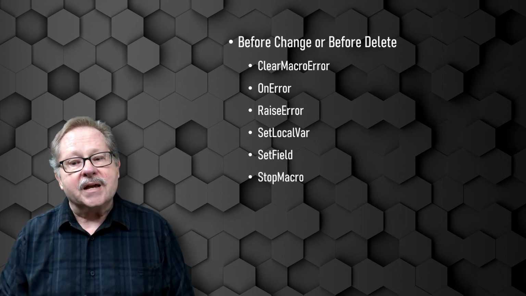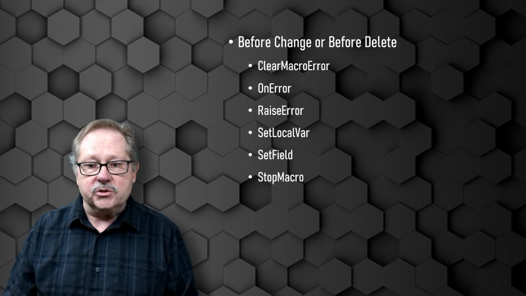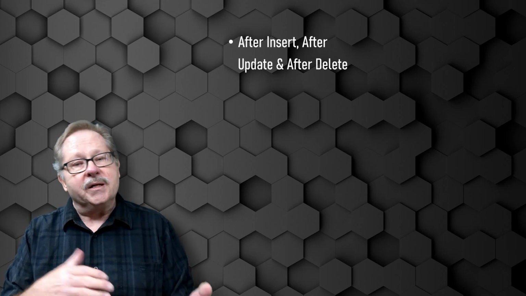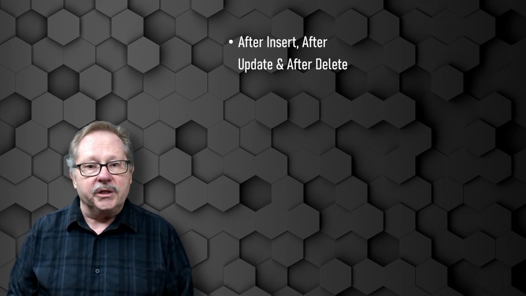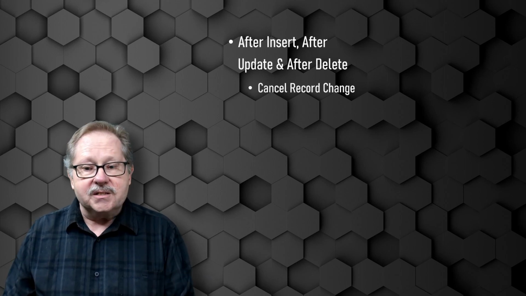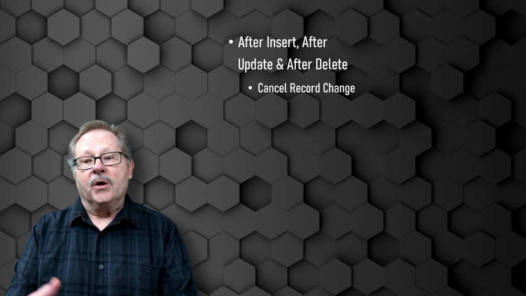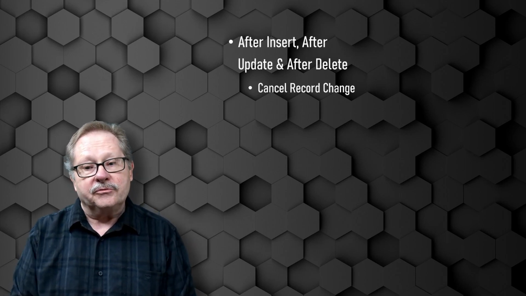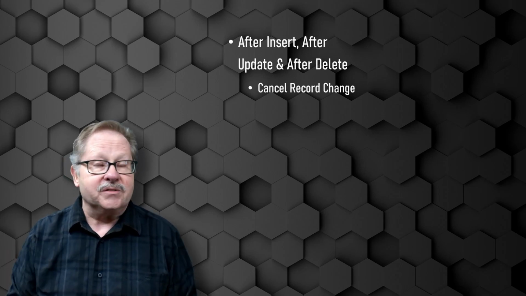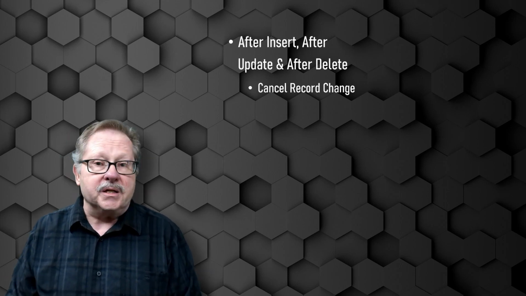Now, the after ones have a little bit more flexibility. You can stop a macro. The after actions will also allow you to stop a macro. So after insert, update, and after delete, those are the 3 that we can do after a change is happening. All of those can trap these different changes that you can make. You can cancel a record change. So right after all of these actions are performed, you can then say, well, that didn't meet certain specifications or requirements, and you can then cancel whatever change has been done with the record.